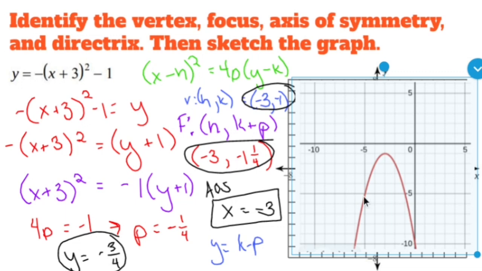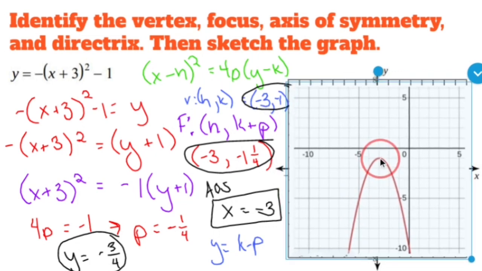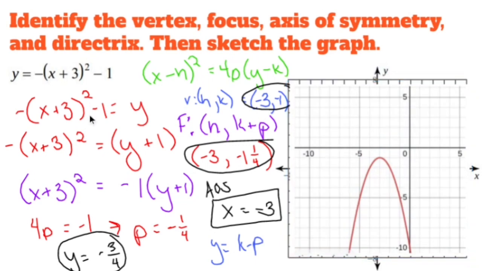Because this is negative. That's thing number one. Okay, let's label this picture a little bit. My vertex is (-3, -1). So my vertex does live right there. My directrix right here is y equals negative 3/4. So it's like a little dashed line right there, whereas my focus is (-3, -1 1/4) and lives right there.